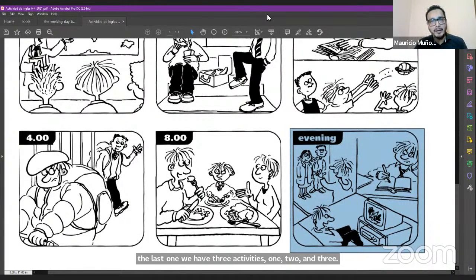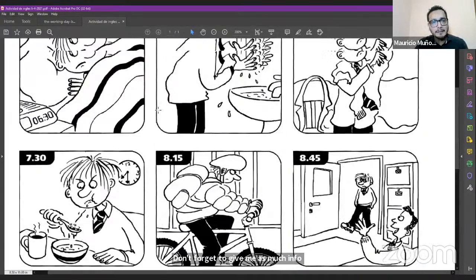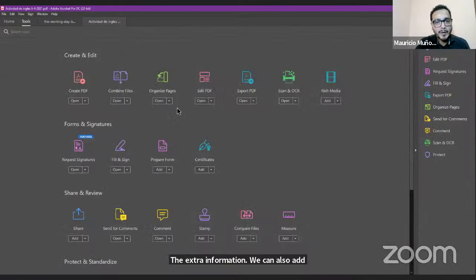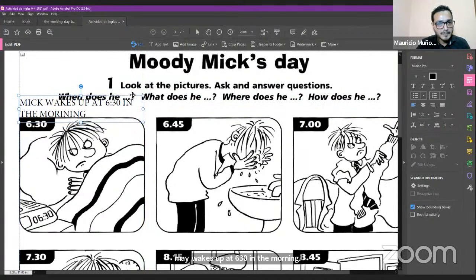Right now I'm going to share this worksheet, and you will have 6 minutes to describe all the pictures using a correct verb. Don't forget to give me as much information as you can. For example, this is the extra information. We can also add more. For example, Meg wakes up at 6:30 in the morning. You see?